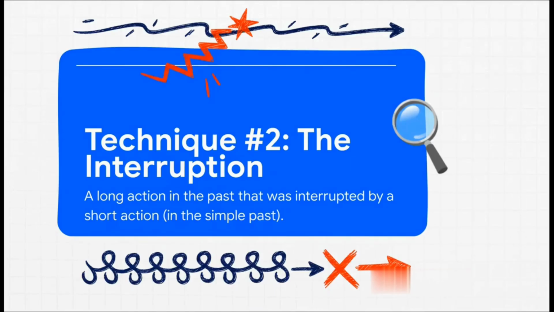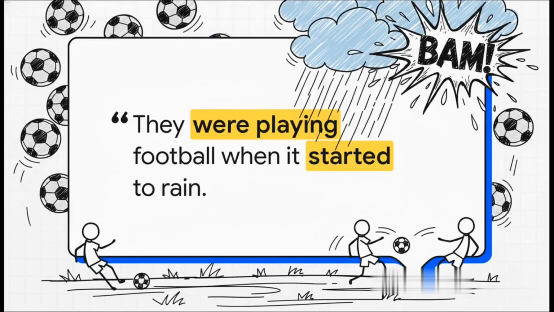Okay, on to technique number 2, a total classic for building drama, the interrupted action. This is where you show a longer, ongoing action that gets suddenly stopped or changed by a short, sharp event. It's a fantastic way to create tension. And this example nails it. The long, continuous action: they were playing football. You can picture the game just going on. And then, bam, the short interruption. It started to rain. It's that contrast between the ongoing flow and the sudden stop that makes the story pop.